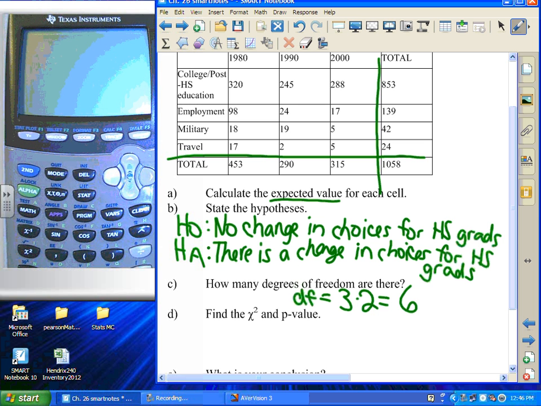Are they the same? It would be weird if they all had 100, because this one had 453, and the next one had 290 in the sample. So we want their proportions or percents to be the same, right, if it's the same for each year. The way you do that is you take the total for each category. There were 853 total students who said they're going to go to college after graduating, out of 1,058 total students. That makes sense? Okay, someone calculate that for me.